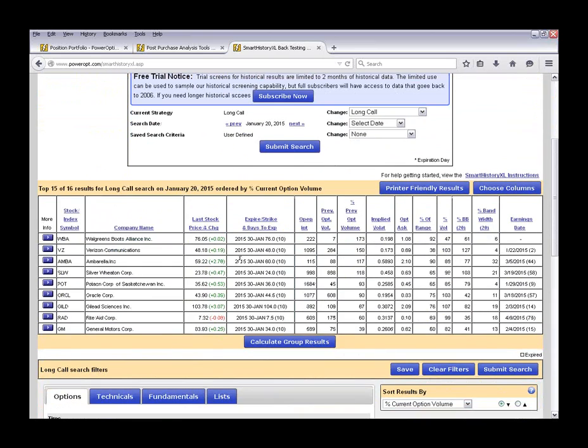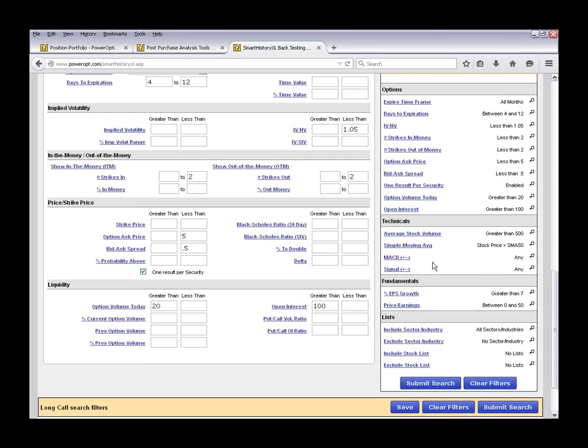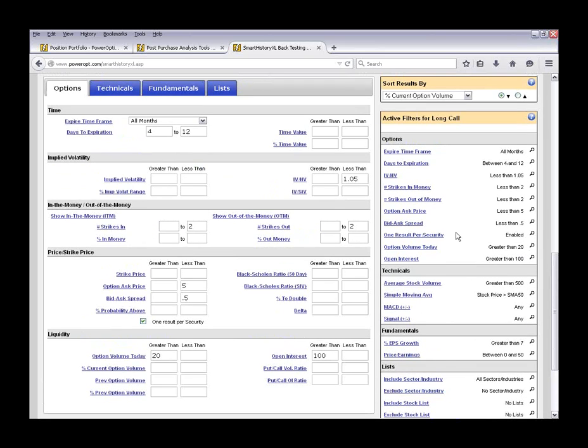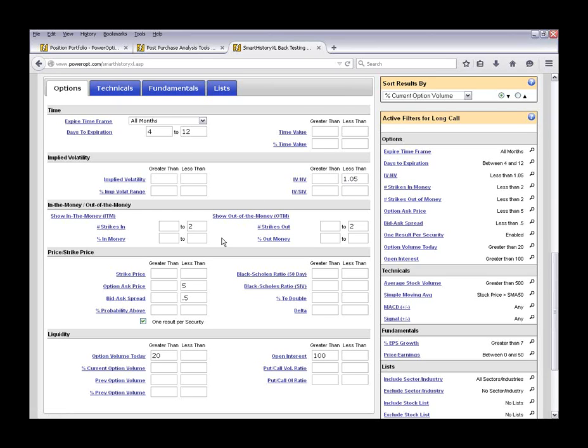All right, so based on that call criteria, let me just show you that real quick. I was looking for stocks that have greater than 500,000 shares on average traded per day over the last 90 days, stock price greater than the SMA 50. I only want to see stocks that have grown earnings 7% from last year to this year, and I'm keeping a PE ratio between 0 to 50. So the stock price is in an uptrend, has some good liquidity, positive earnings. We want to see some volume and open interest on the options the day we ran the search. Really, our only requirement is the ask price was less than $5. We want to keep it around at the money, and we're looking for options that are not too much overvalued or undervalued based on the IV-HV ratio, the implied volatility divided by historical volatility, less than 1.05.